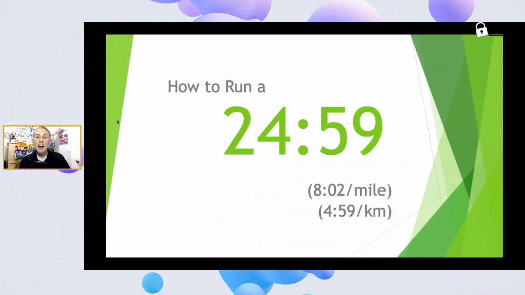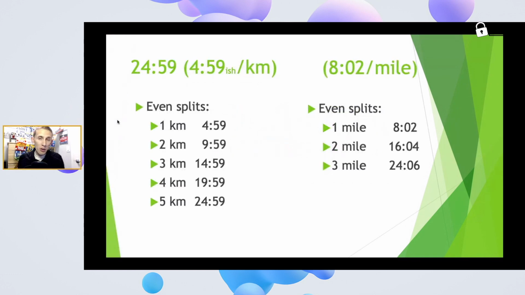24:59 for a 5K. So that is equivalent to running 8:02 per mile or 4:59 per kilometer. So if you were to run perfectly even splits all the way down the board throughout the whole race, each kilometer you'd be going through it just under 5 minutes. Or if you're going off of miles, you'd be going through each mile in about 8:02.